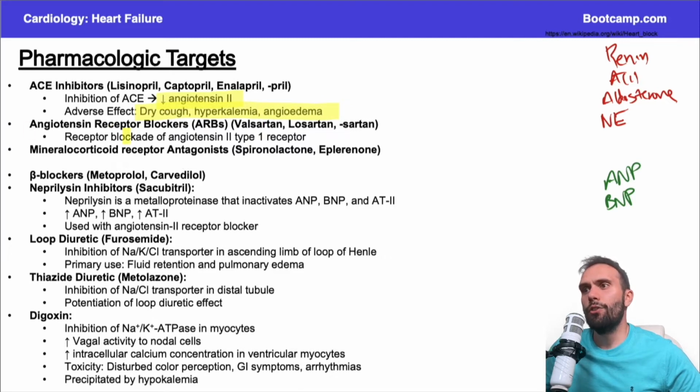Angiotensin receptor blockers are sometimes used as opposed to ACE inhibitors if the patient is suffering from some of these side effects that we talked about here.